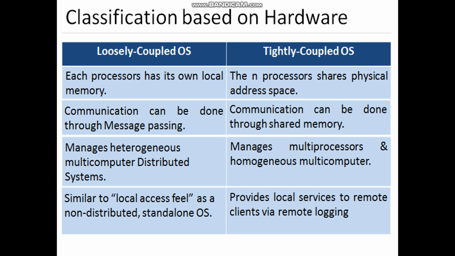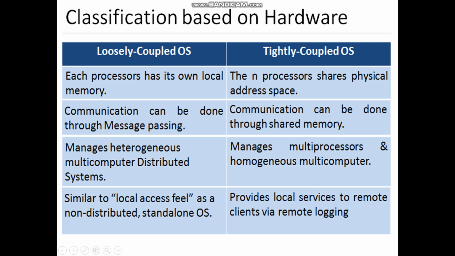Now, we'll see the difference between loosely coupled OS and tightly coupled OS. In loosely coupled OS, each processor has its own local memory, but in tightly coupled OS, the n processors share physical address space. In loosely coupled OS, communication is done through message passing, but in tightly coupled OS, communication is done through common shared memory. The loosely coupled OS manages heterogeneous multi-computer distributed systems, but the tightly coupled OS manages multiprocessors and homogeneous multi-computers.